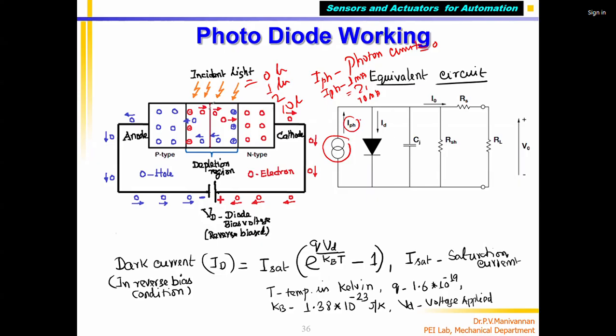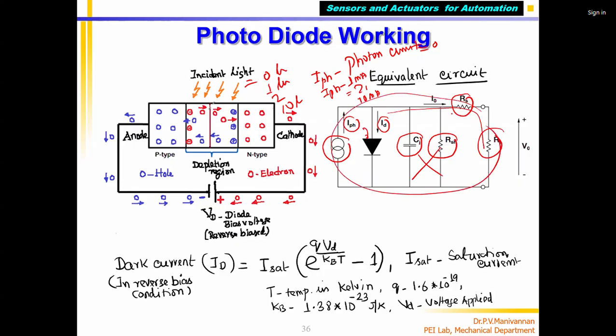And now that current goes out, and some amount of current goes inside the diode, the diode current ID. The remaining current goes to the load. Correct? This is called the load resistor connected. So the current goes like this. And of course, the diode also has some capacitance. It has internal shunt resistance. It has some series resistance. All this you don't need to worry about. I am not going to ask you this. Okay, this is only for understanding purposes.